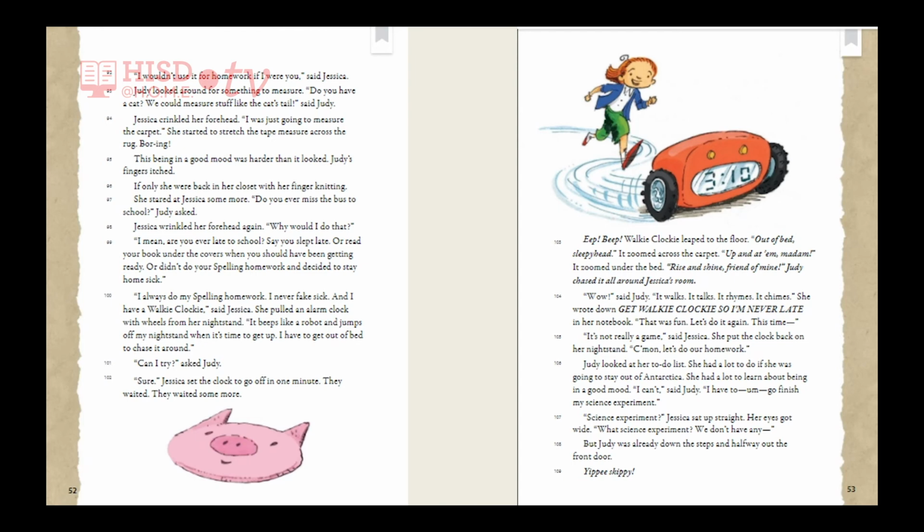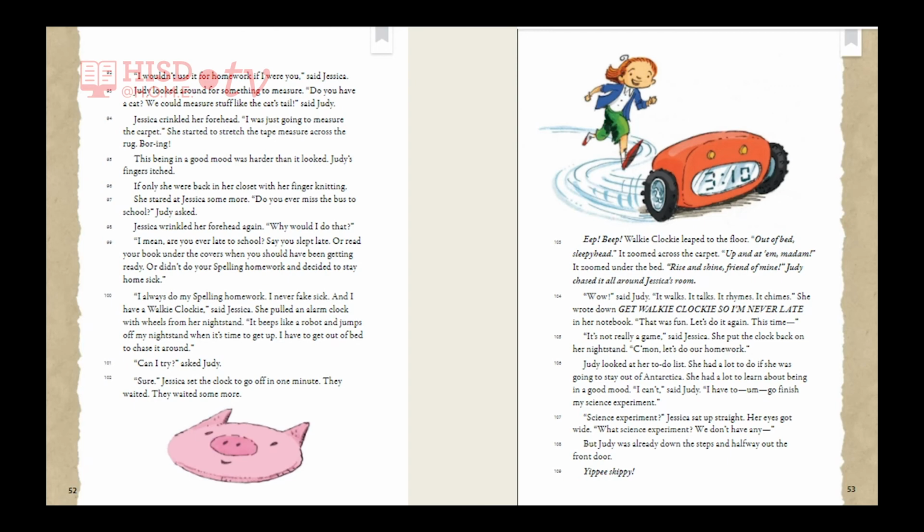Judy looked at her to-do list. She had lots to do if she was going to stay out of Antarctica. She had to learn about being in a good mood. I can't, said Judy. I have to go finish my science experiment. Science experiment? Jessica sat up straight. Her eyes got wide. What science experiment? We don't have any. But Judy was already down the steps and halfway out the front door.